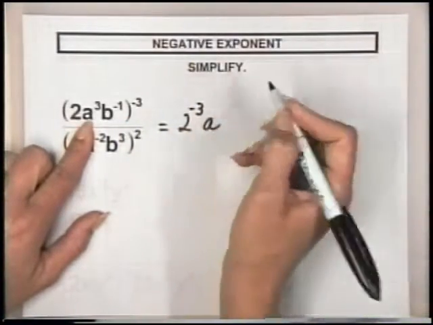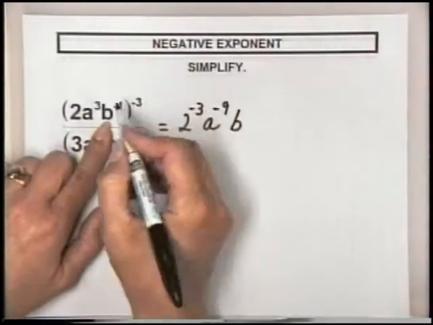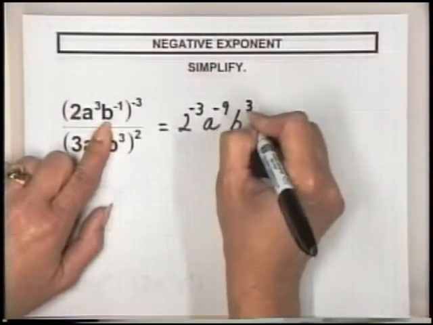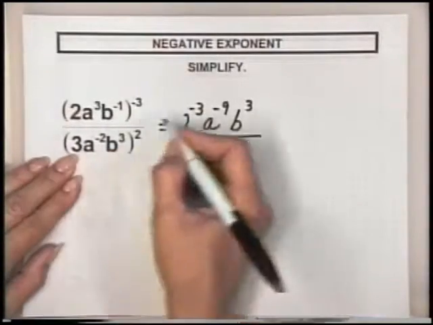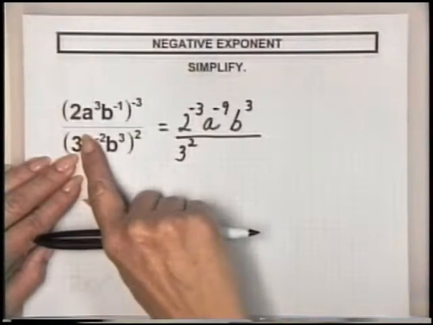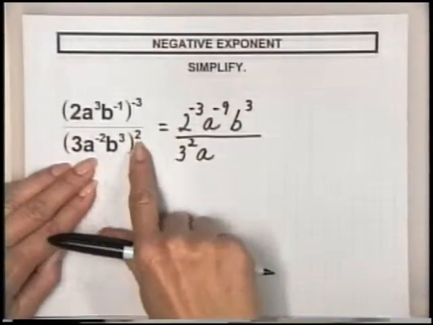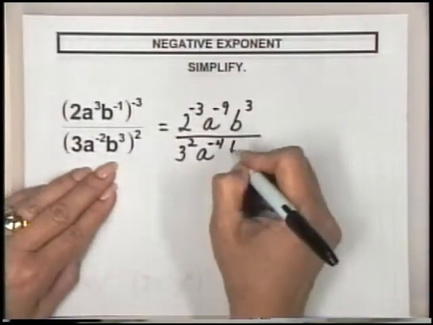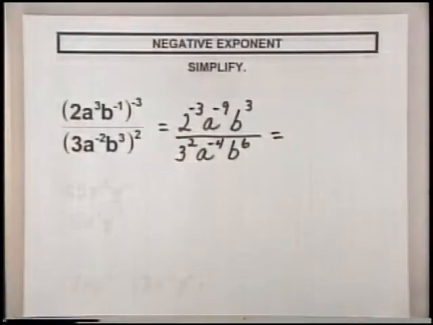So I will have 2 to the -3 power. A to the 3 times -3 is -9. B to the -1 times -3 is +3. Over in the denominator, 3 raised to the 2nd power. Remember, I'm thinking my power here is 1. 1 times 2 is 2. A to the -2 times 2 will give me -4. B to the 3 times 2 is 6. So first I applied my powers.